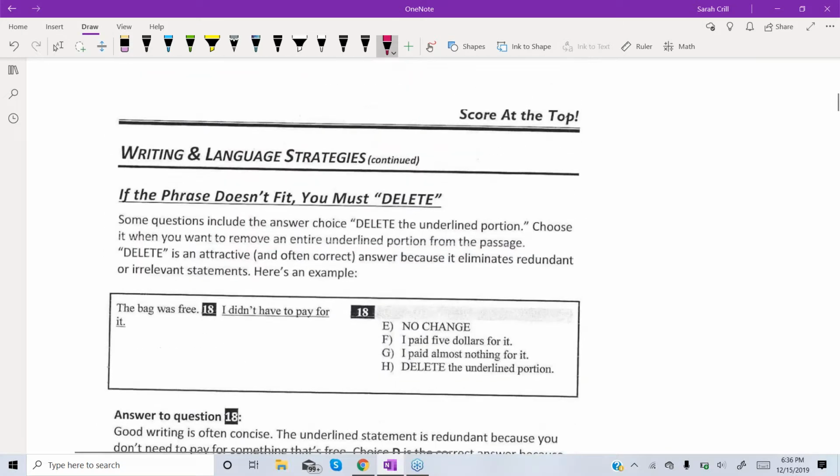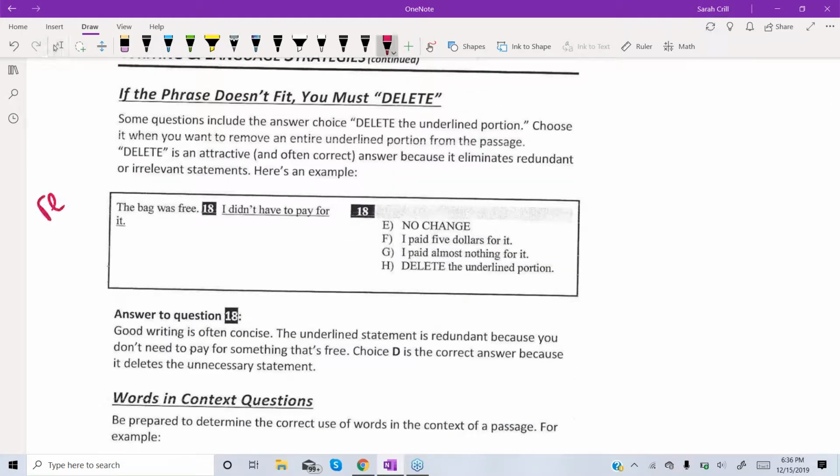All right. So one thing here is we're talking about redundancy. The test hates redundancy. An example of that is, the bag was free, I didn't have to pay for it. That's two ways of saying the same thing. So you would not choose E. If you say the bag was free, I paid $5 for it, that's not necessarily redundant, but it's contradictory, so that doesn't work. The bag was free, I paid almost nothing for it. Well, it's still a little bit redundant, but also contradictory to what was said earlier. So in that case, you would just go ahead and delete the thing that seems to be either repeating itself or contradictory information.